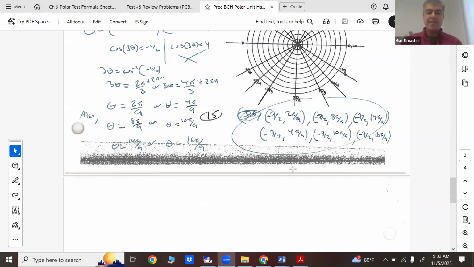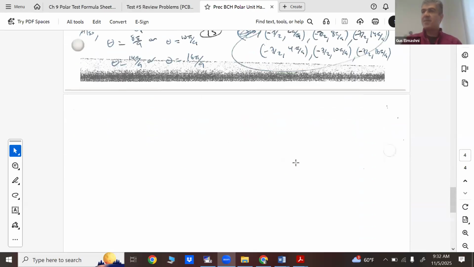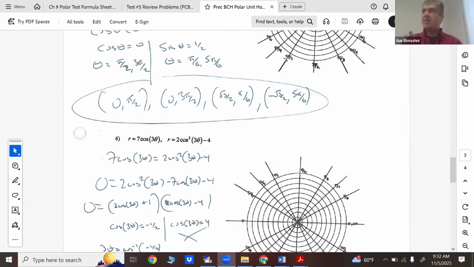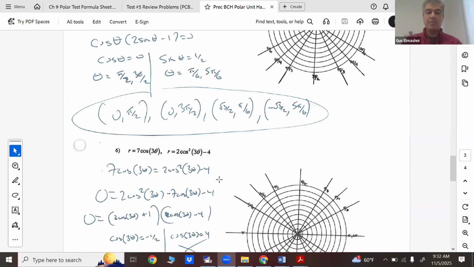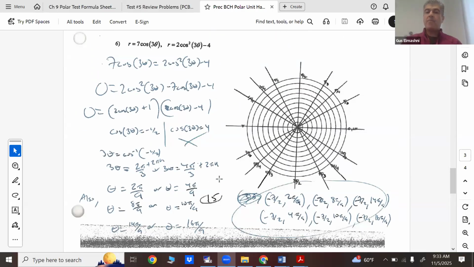Okay, cool. All right, so homework goes okay. So number 6. After you substitute, you're treating it like a quadratic. So you factor like you would a quadratic. And you can discard cosine 3 theta equals 4, because that can't happen. But cosine 3 theta equals -1/2, that can happen. 3 theta equals inverse cosine of that, which is 2 pi over 3, or it could be 4 pi over 3, right?